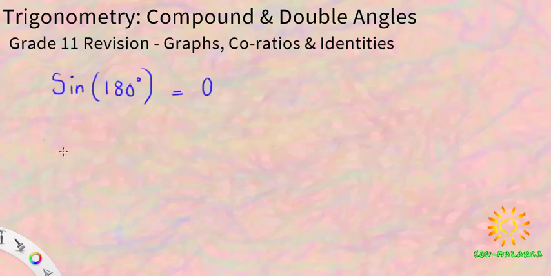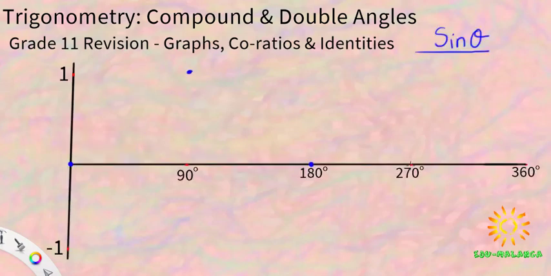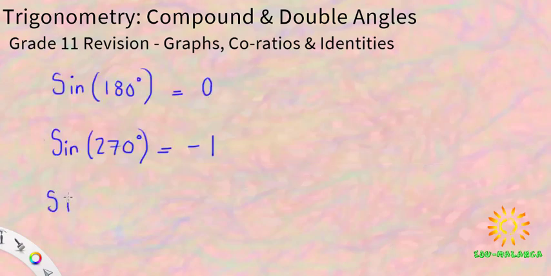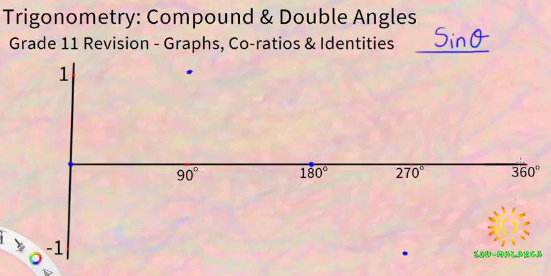Let's check for 270 now. Sine of 270 degrees, what's that equal to? Negative 1. Come back to the graph. At 270 degrees you go to minus 1. So somewhere over here. And the last one is the sine of 360 degrees. And that is equal to 0. So we're looking at a zigzag that looks like this.